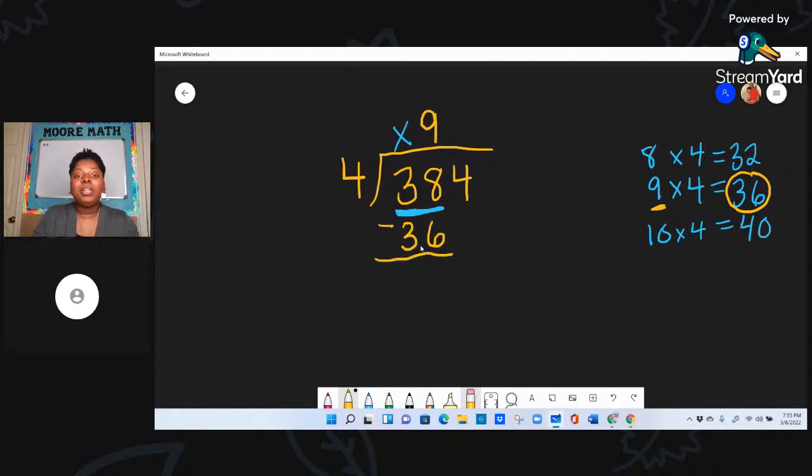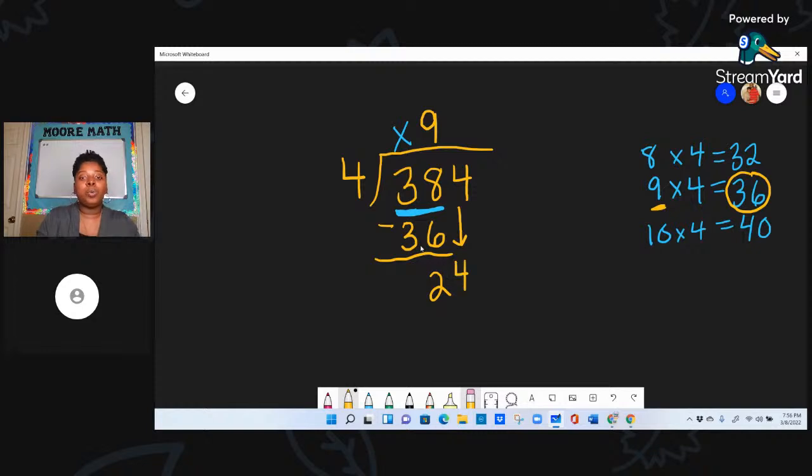Okay. So I'm going to do it the normal way your teacher probably has been teaching you, but then I'm going to go back and teach you another way that I think might help you a little bit better. All right. So 8 minus 6 is what? 2. Okay. 3 minus 3 is 0. So we're good. So we're going to bring down this 4.